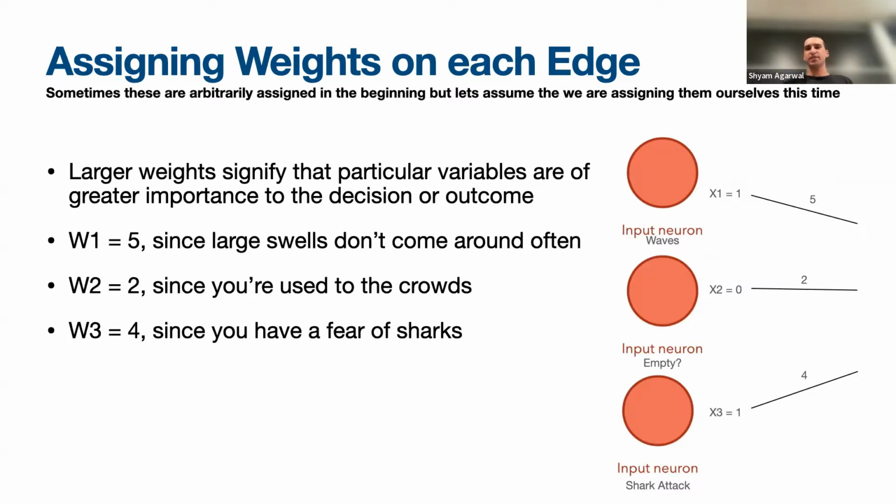As you can see here, I'm not sure if you can see my mouse, but this is my mouse. Anyways, as you can see, on the edges on the right, you have 5, 2, and 4, which correspond to each of the weights.